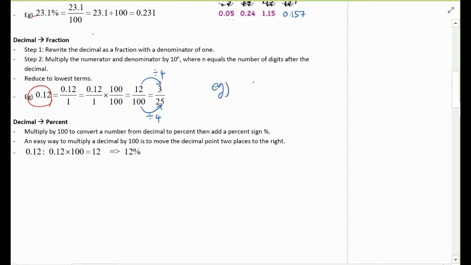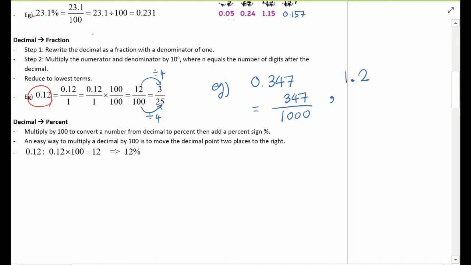So for example, I'm going to give you another example. Say you have 0.347. How many decimal places do you have? You have 3 decimal places. So what you're going to do is write 3 zeros. And the bottom should be a multiple of 10. The bottom should be 1,000. 347 should be in the top. So when you change the decimal to a fraction, it becomes 347 over 1,000. Let's do another example. Say you have 1.2.